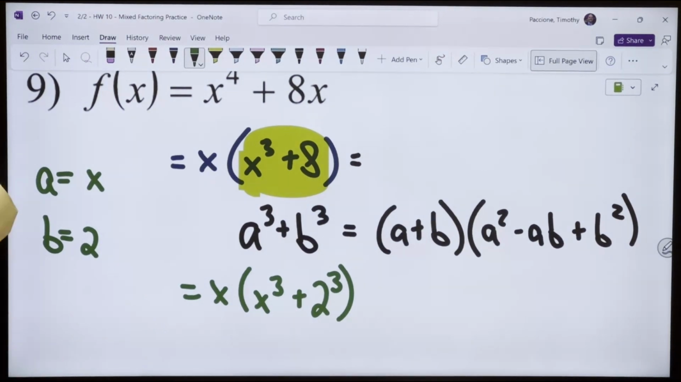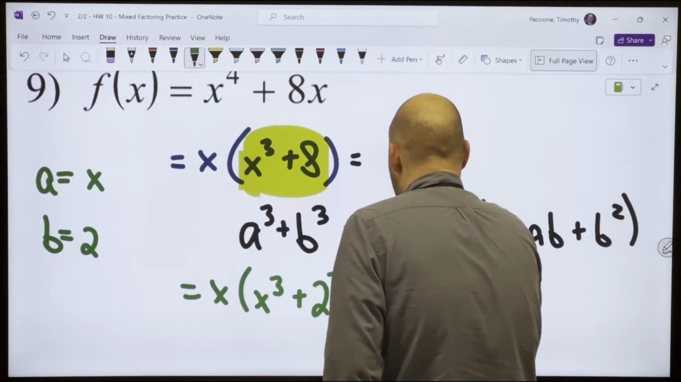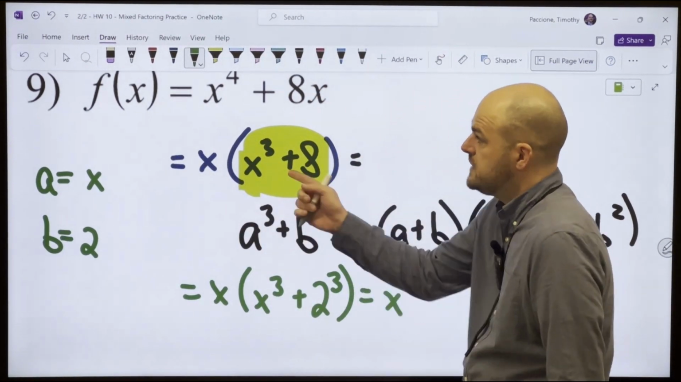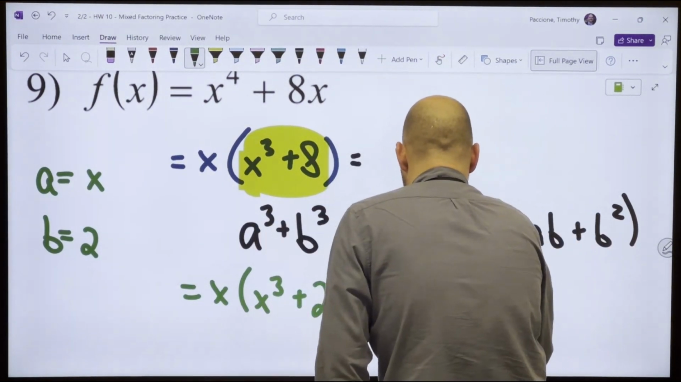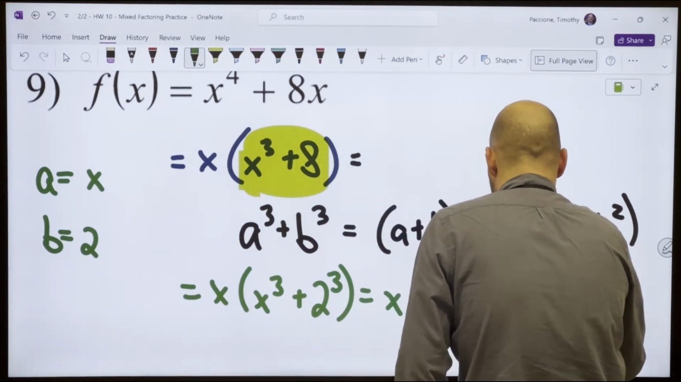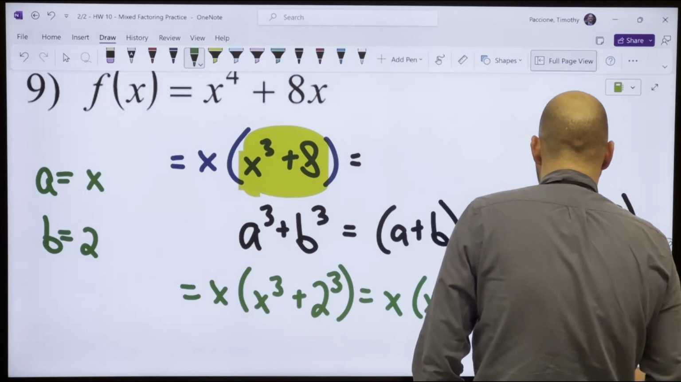Now I know my a and my b, I just plug them in. So this is going to be, don't forget your x, don't lose that x. You always need to be able to get back. If I lose the x, I can't. And then I have x plus 2 times x squared minus 2x plus 2 squared, which is 4.